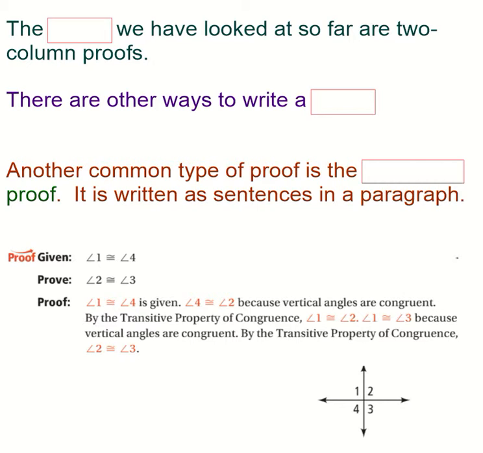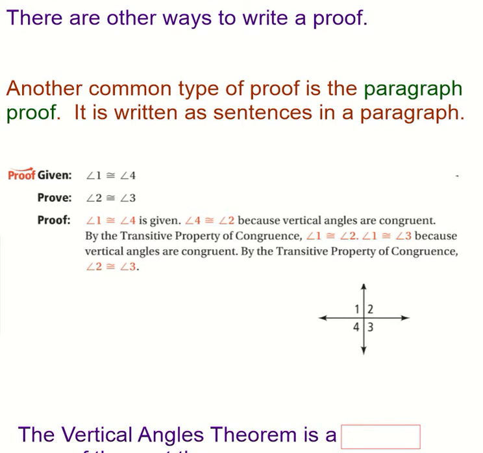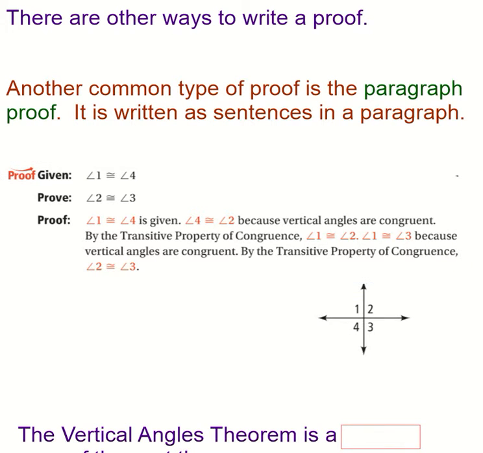Alright, so the proofs we've looked at so far are two column proofs. There are other ways to write a proof. Another type is the paragraph proof, and so you just write in sentences like you would in another class. So here's that exact same proof, but written in sentences. It says angle 1 is congruent to angle 4 is given. Angle 4 is congruent to angle 2 because vertical angles are congruent. By the transitive property of congruence, angle 1 is congruent to angle 2, and angle 1 is congruent to angle 3 because vertical angles are congruent. By the transitive property of congruence, then angle 2 is congruent to angle 3. And so there you have it.